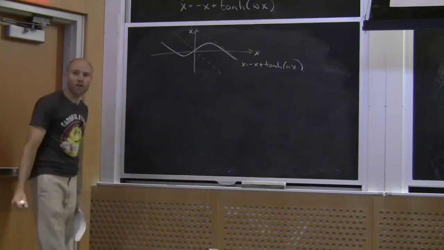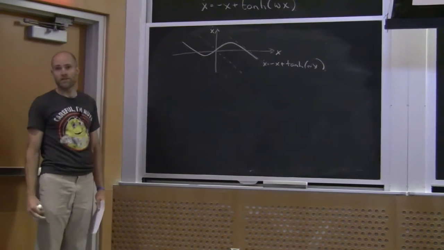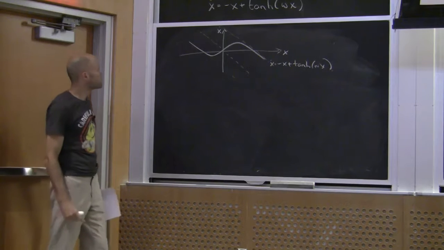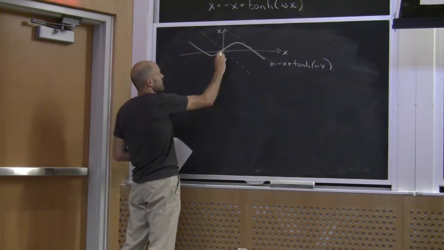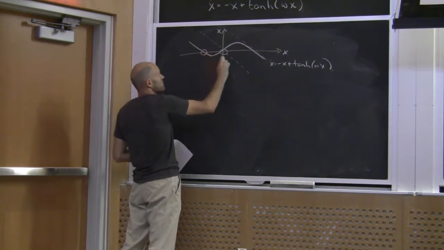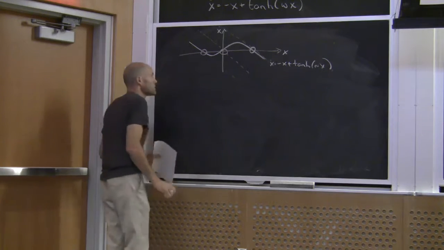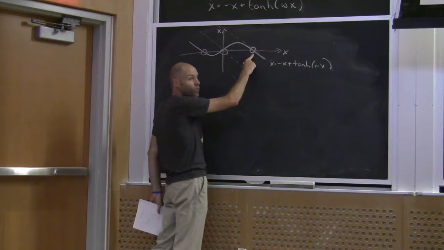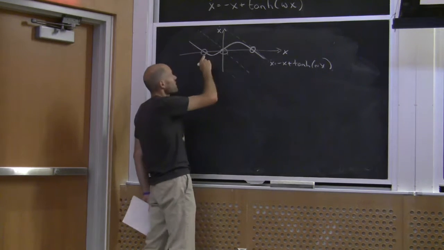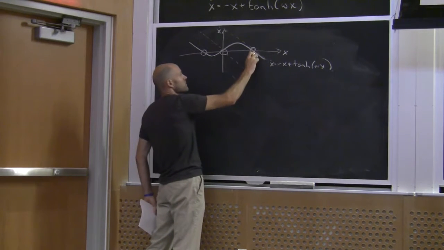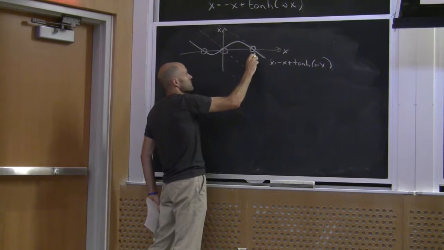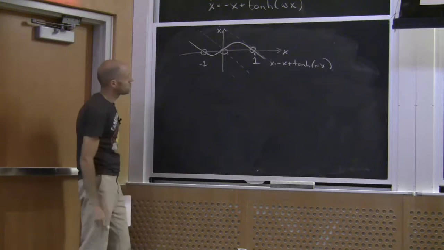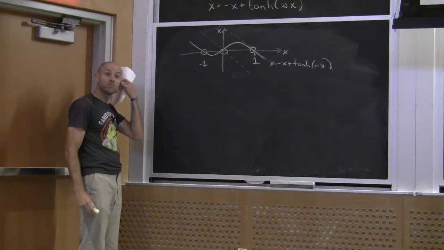So what are the fixed points of that system? Any zero crossing. Roughly, there's one at 0, there's one at roughly 1, getting close to 1, and one at -1. Are they stable or unstable?